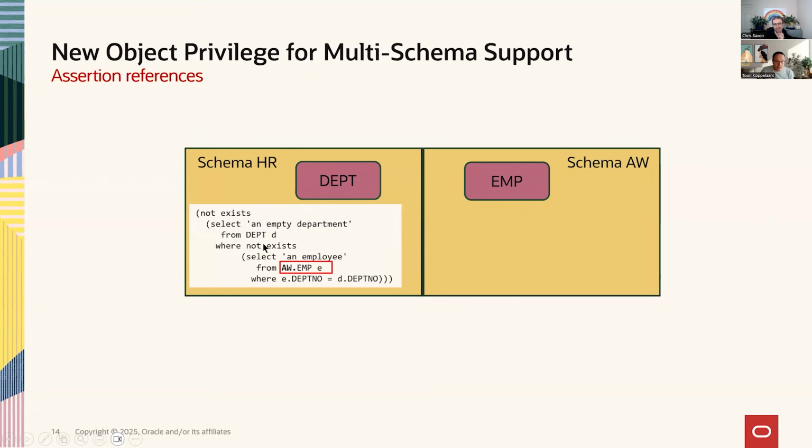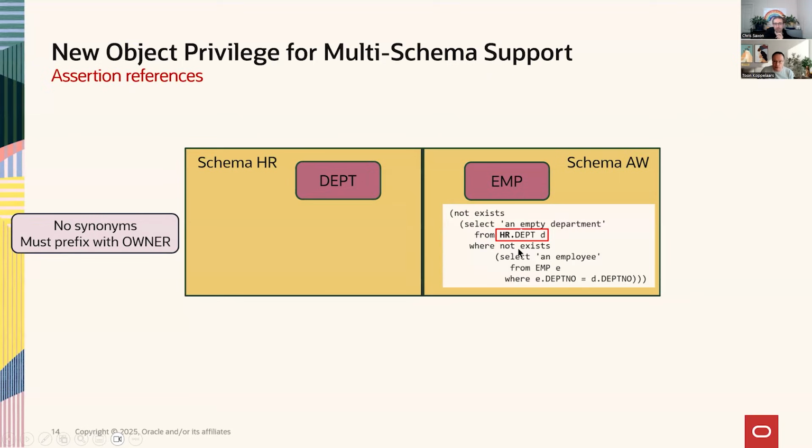But if you create it in here, where I'm going to say there doesn't exist a department which doesn't have an employee, so there are no empty departments allowed. When I create it here, I have to reference emp by prefixing it with the schema because it's a remote table. Yeah, so we do not allow for you to use synonyms in these multi-schema assertions. And if I were to create it in this schema, then instead of having to prefix emp with the schema, I would have to prefix dept with the schema.